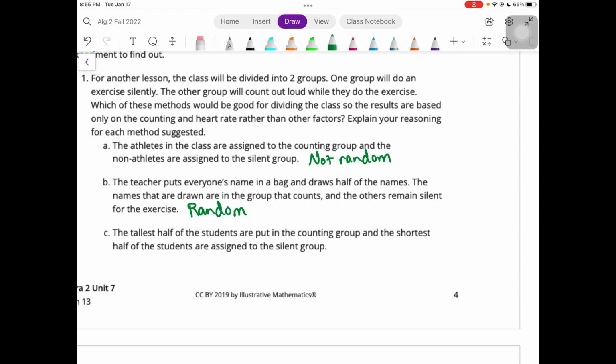And then the tallest half of the students are put in the counting group, and the shortest half of the students are assigned to the silent group. Well, again, that's not random. And there could be other factors that affect the outcome. There's other variables that could be there. Who knows what height has to do with heart rate, right? There might be some kind of correlation there.